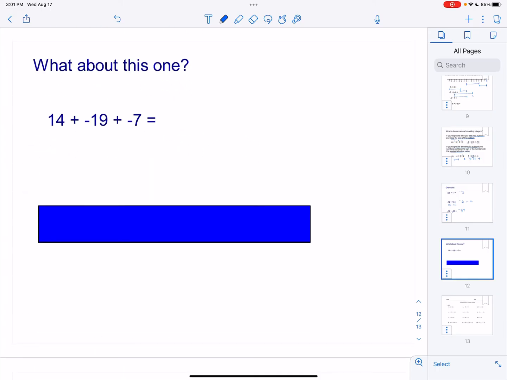Okay? So what if I gave you one that had multiple numbers on it like this? Well, one of the things that I do is I'm going to take all my positives and put them together. Then I'm going to take all my negatives and put them together. And then I'm going to do one subtraction problem at the end.